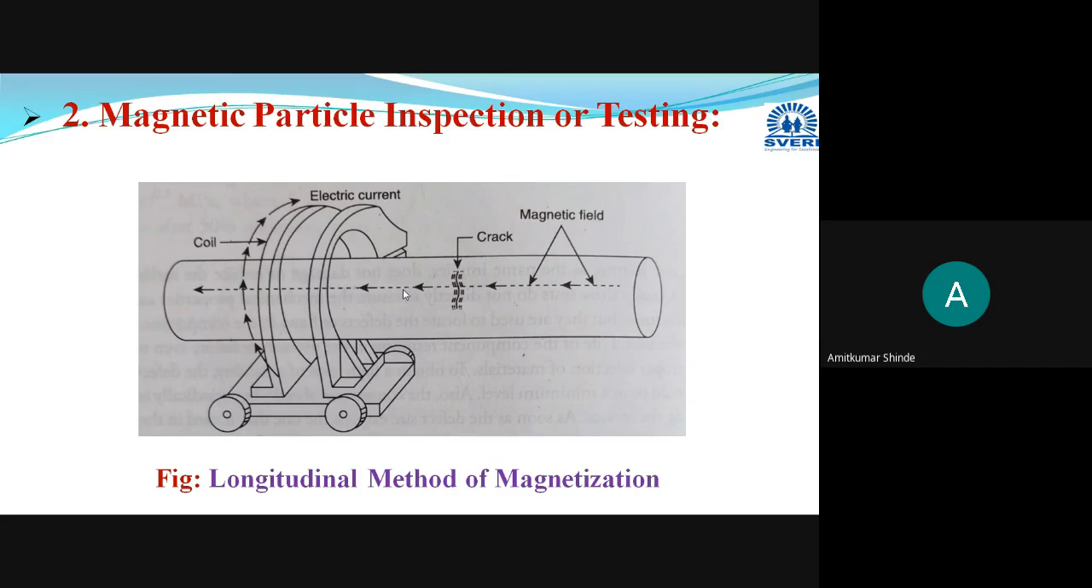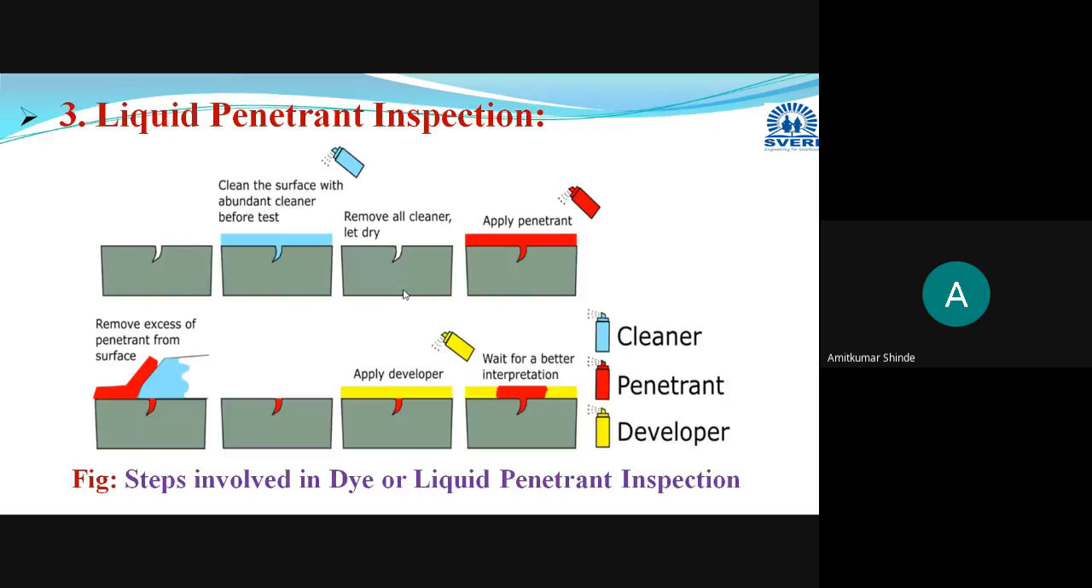Then we can move towards the next method. Okay, this is the liquid penetrant inspection. This is the third method in this non-destructive testing, liquid penetrant inspection, and you can say that it is also known as dye penetrant inspection. Okay, this is the diagram. These are the various steps involved. You can start from this one, then two, three, four, five, six, seven, eight.